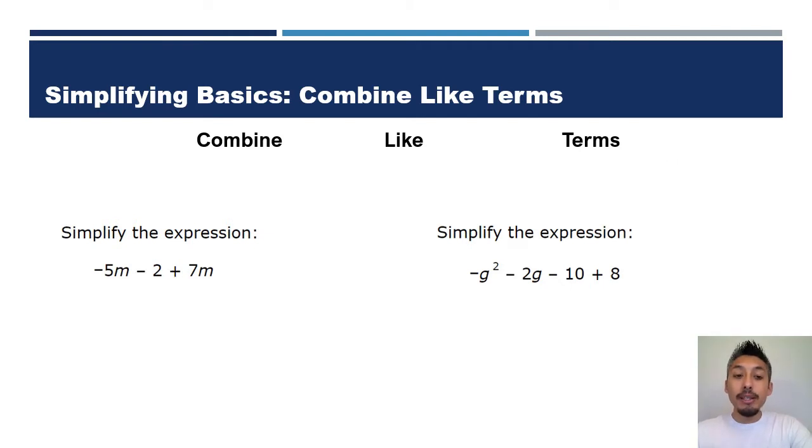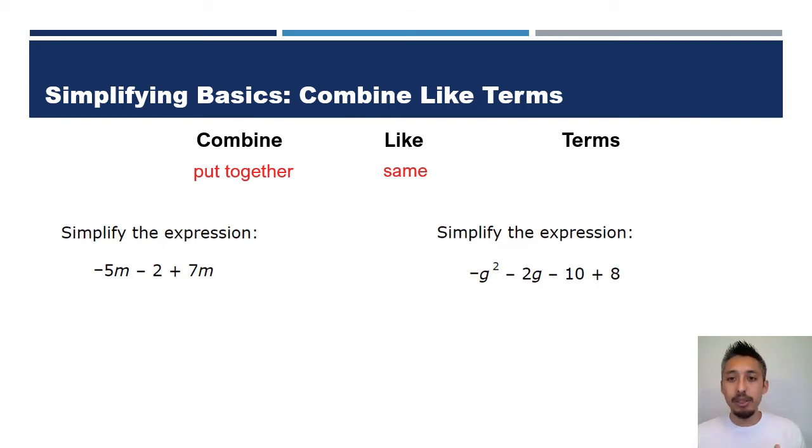The first main idea that we're going to review is combining like terms. What does combine like terms mean? Well, let's think about each word separately. The word combine can be thought of as putting things together. So to combine is to put things together. The word like means the same or similar.